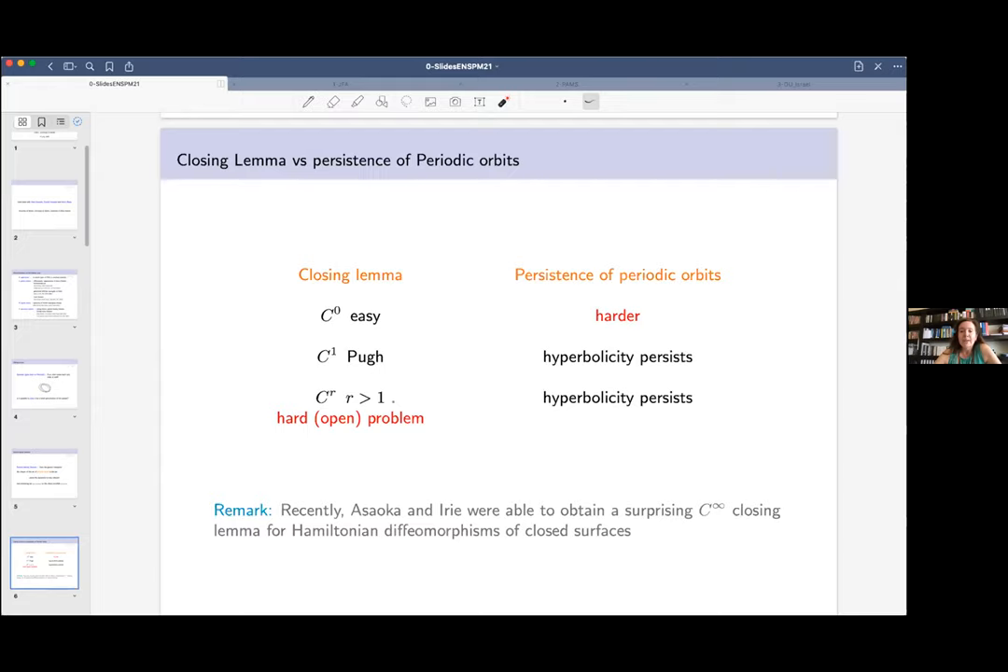For r bigger than 1, it is still a hard open problem. Surprisingly, when we think of persistence of periodic orbits, this issue is simpler in the differentiable case, because in this case the persistence of periodic orbits can be expressed through hyperbolicity, which persists, but in the topological case it is much harder.